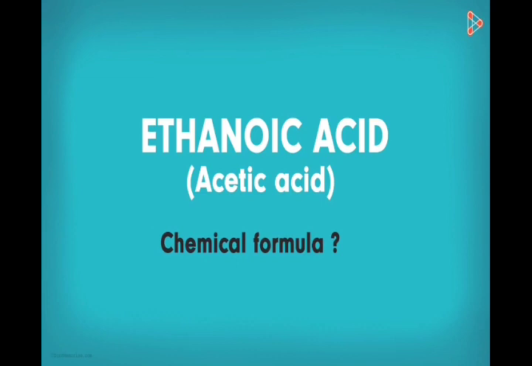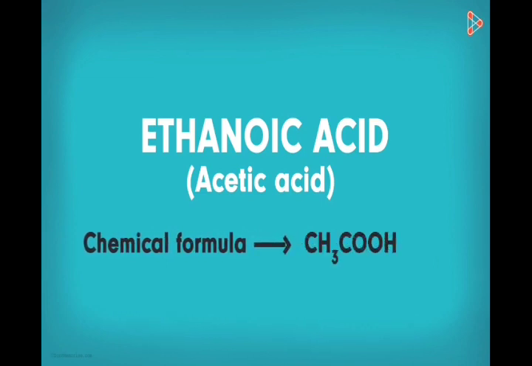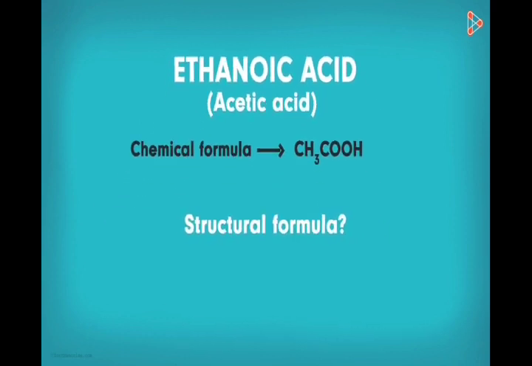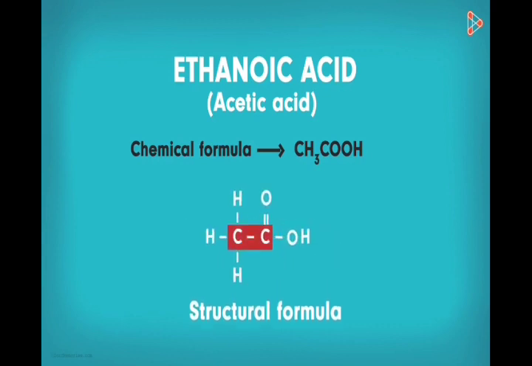What is the chemical formula of ethanoic acid? The chemical formula is CH3COOH. Here the carboxylic group is the functional group. What is the structural formula? The structural formula will come like this: 2 carbons and 1 functional group. It is eth and the oic acid as a functional group, so ethanoic acid. This is the structural representation of ethanoic acid.